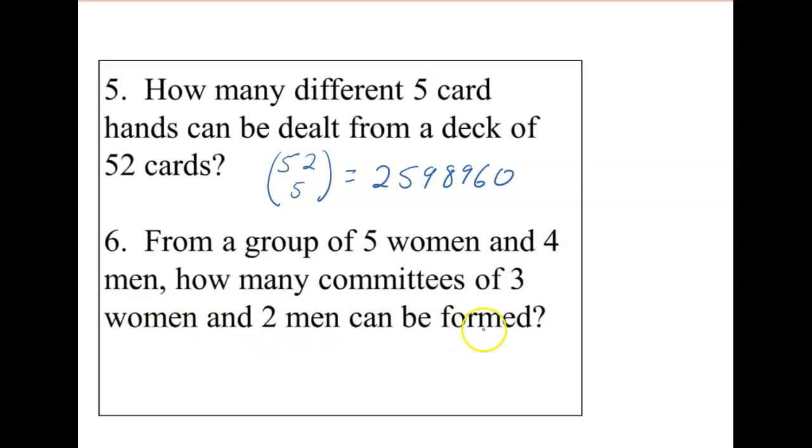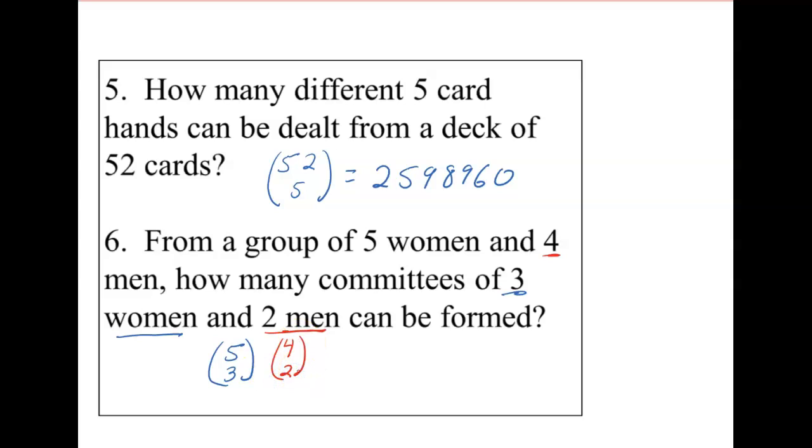For problem number 6, we want to form from a group of 5 women and 4 men, how many committees of 3 women and 2 men can be formed? Well, I need 3 women. So out of the 5 women, I need to choose 3. I also need 2 men. So out of the 4 men, I need to choose 2.